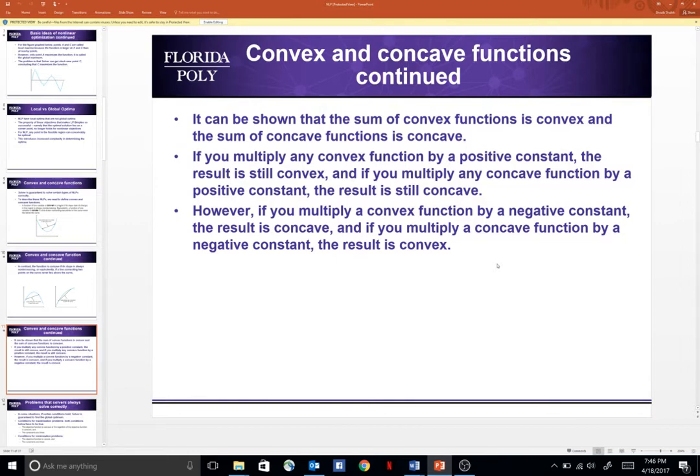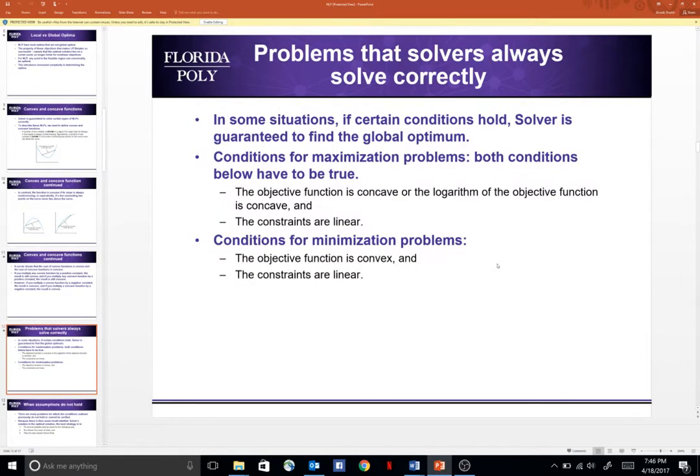And last but not least, if we were to multiply any concave function, once again with a decreasing slope, by any negative constant, then it would shift from a concave function and convert to a convex function. So once again, a few rules of thumb to keep in mind.